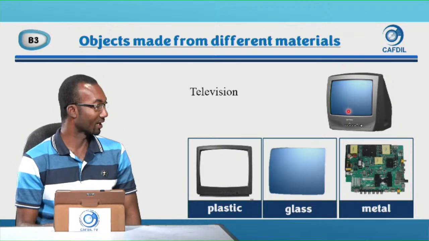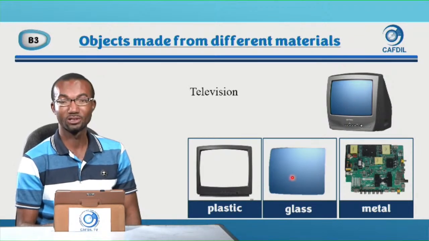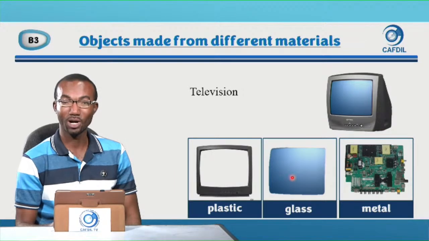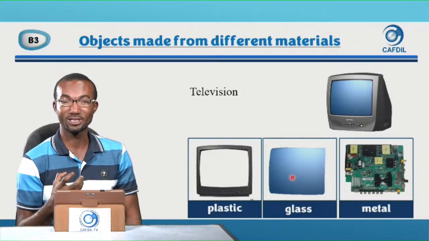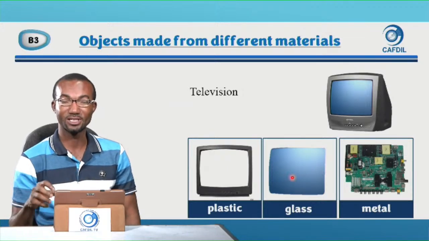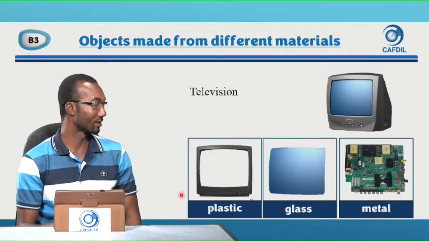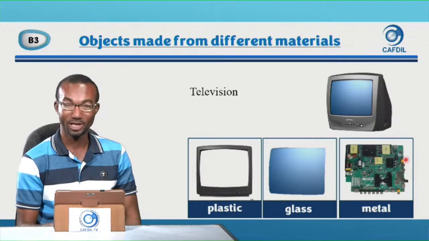Can the screen of your television be made of wood? No. Can it be made of wax? No. So before you even make any object from materials, you have to know the properties of these materials. So this television is made of plastic, glass, and then metal.